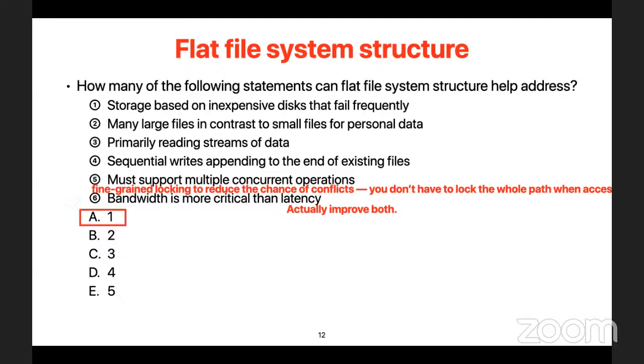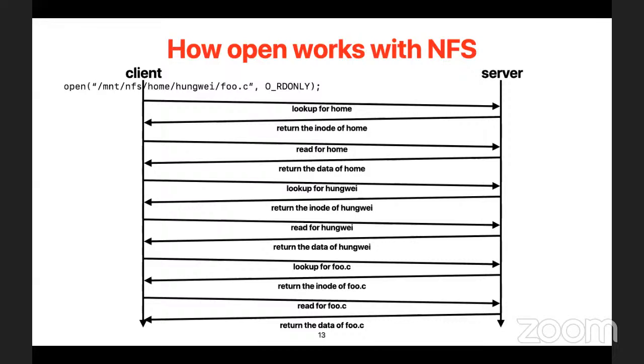So the only thing that the flat structure would target to address, for the demand of the workload in data center, is actually a design for supporting concurrent accesses. However, it does help address the last one in a way that it not only improves the bandwidth, but also helps the latency. So here's what I can tell you, right?